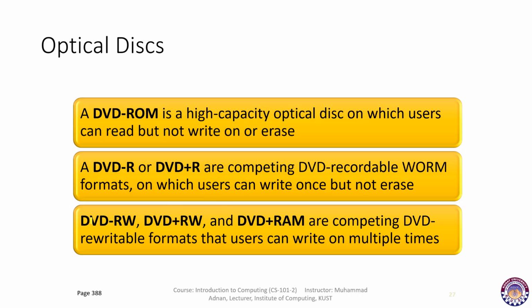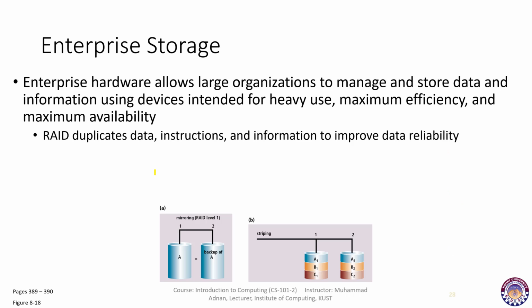Then we have another type of DVD called DVD-RW. DVD-RW, DVD+RW, and DVD-RAM are competing DVD rewritable formats that the user can write on multiple times. So you can write data multiple times and erase data multiple times. But in the case of ROM, you can only read data, and in the case of DVD-R, you can only write data once and cannot erase it.